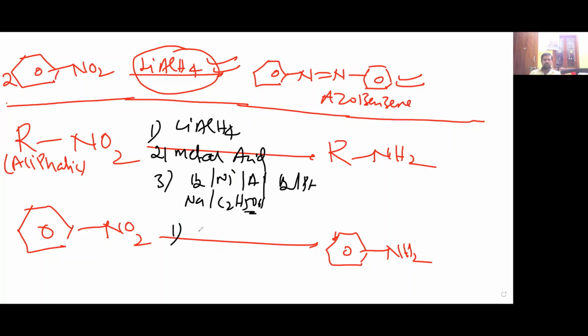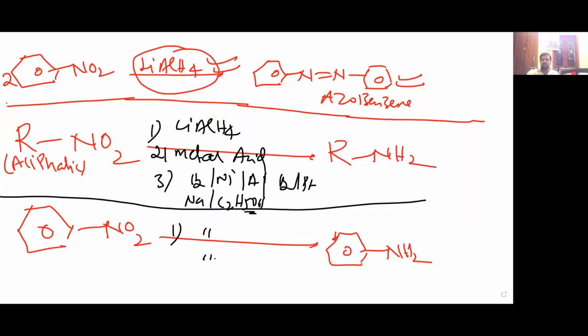Okay, and these are the reagents for the nitro group to NH2 group in aliphatic compounds. Except LiAlH4, for the remaining things you should add here. That is for aniline conversion, because nitrobenzene when treated with LiAlH4, you are going to get azobenzene, which I told already.